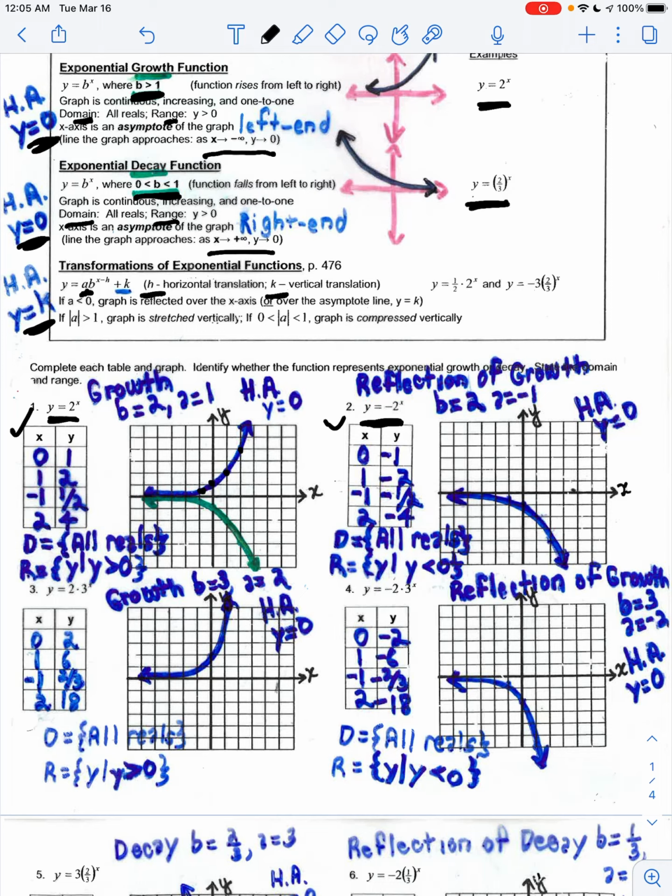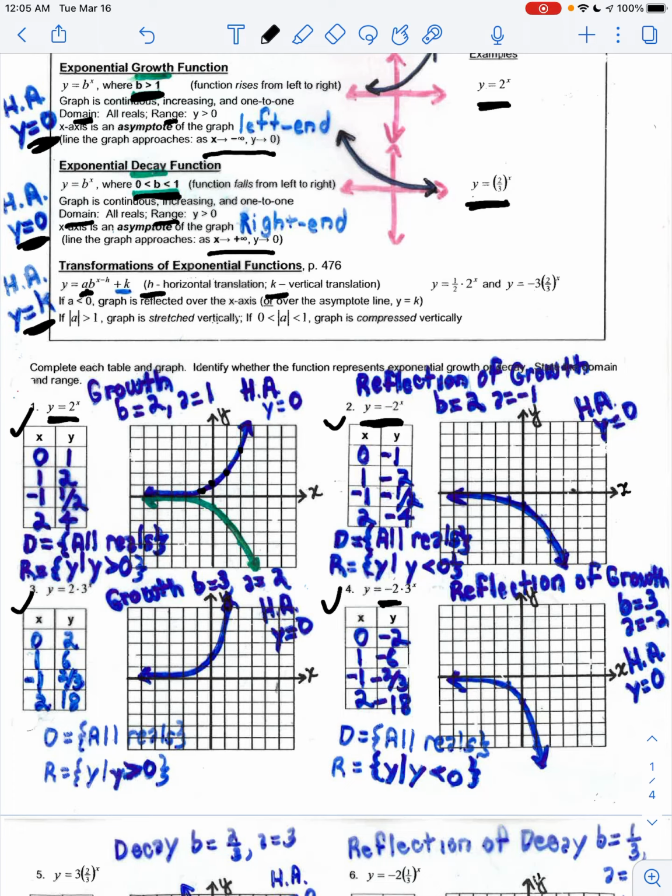How about 3? In 3, we have a number out front. We have y equals 2 times 3 raised to the x. Again, a is 2, b is 3, so it is an exponential growth graph. We make our table of values, we graph our points. It looks very similar to number 1. Notice the domain and range are the same. And then in 4, when you put that -2 out in front times 3 to the x, we get the opposite of the values in 3.